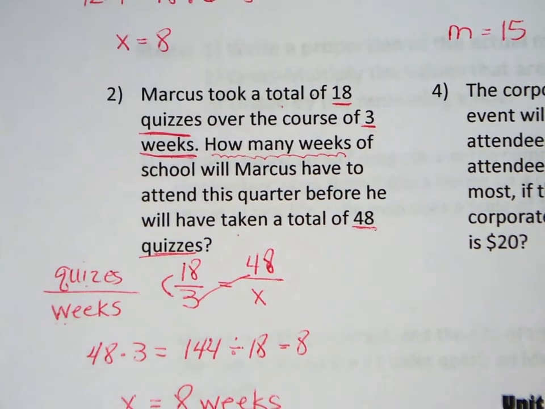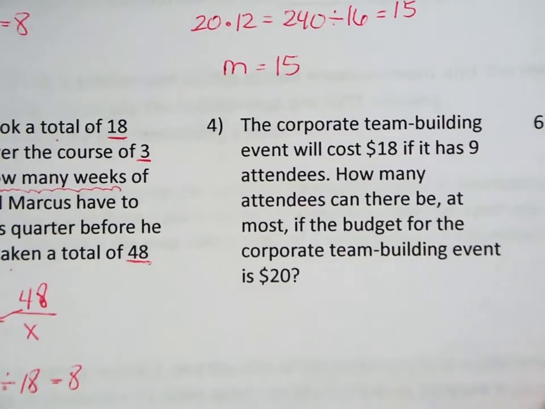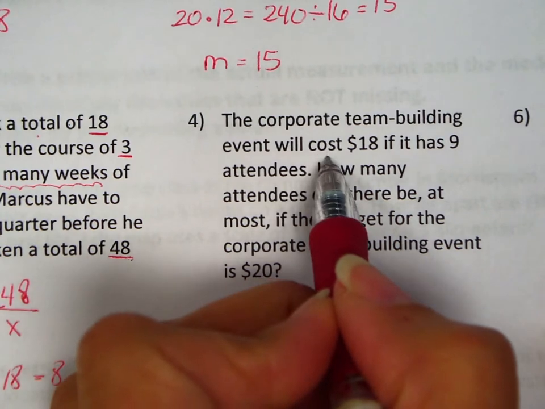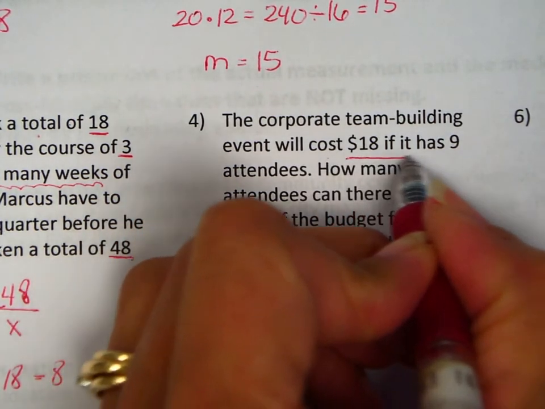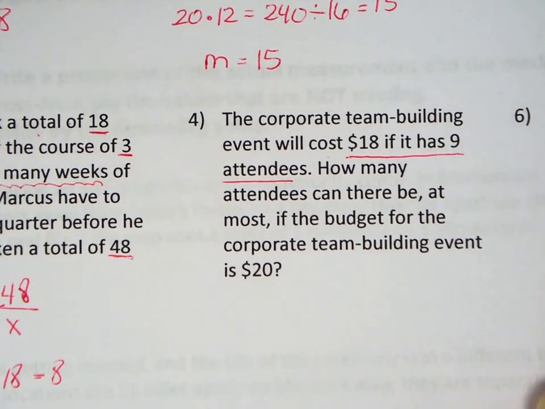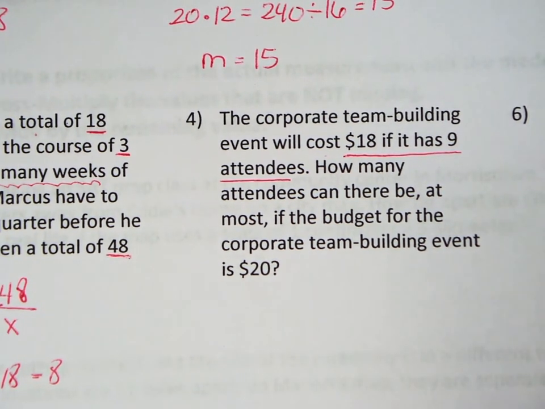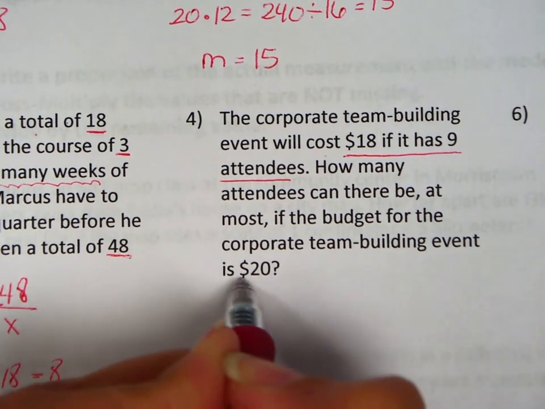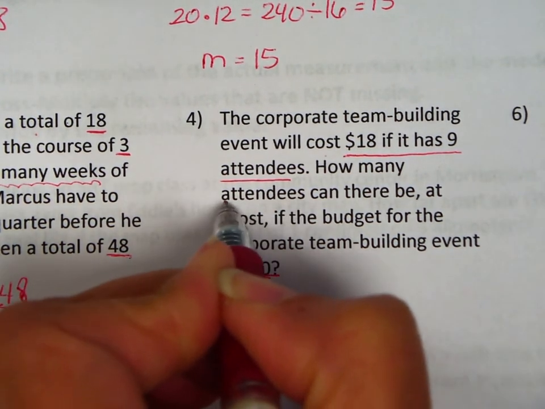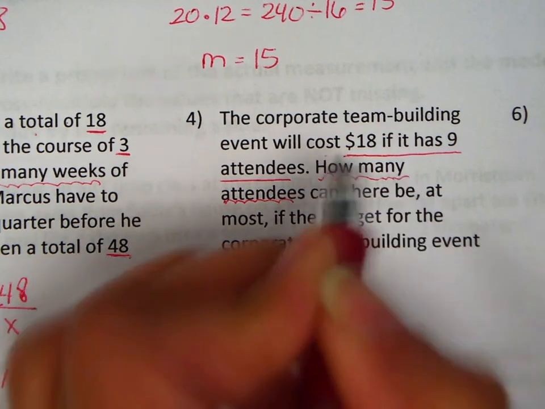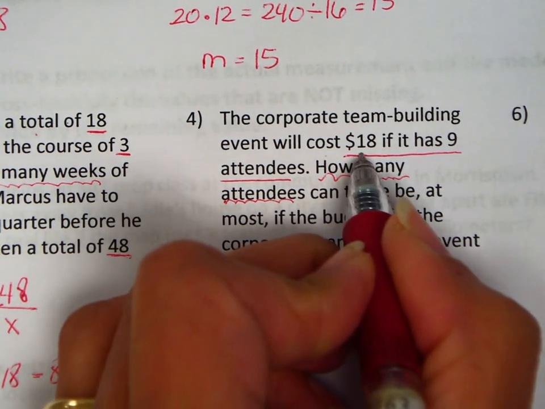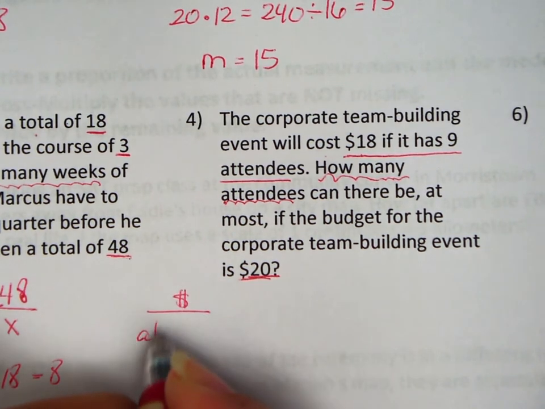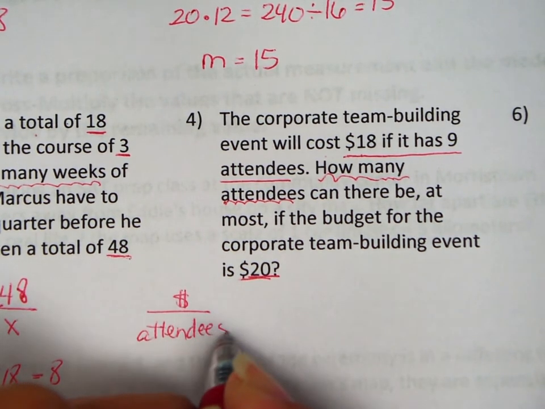Okay, so we will try one more, number 4, and we are going to find an event that cost $18 if it has 9 attendees. How many attendees can there be at most if the budget for the team building event is $20? So we're looking for how many attendees. So we look at our first statement to find our comparison. We're comparing dollars to attendees.